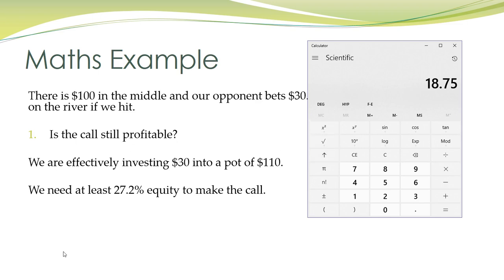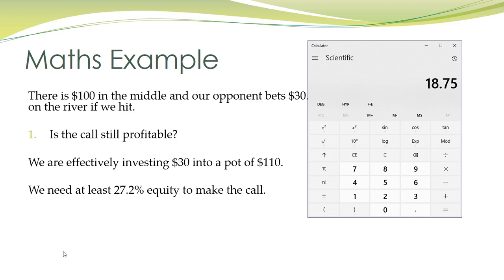despite the fact that we're going to lose money on the river. It's still going to be profitable to do that. So this is why we run these calculations. We know that having reverse implied odds is not favorable, but there are still situations where, despite the fact that these reverse implied odds exist, we can still make a profitable defend.